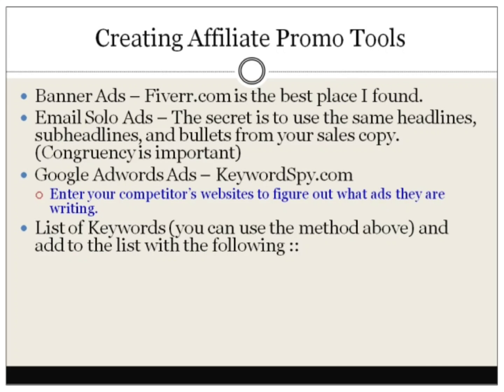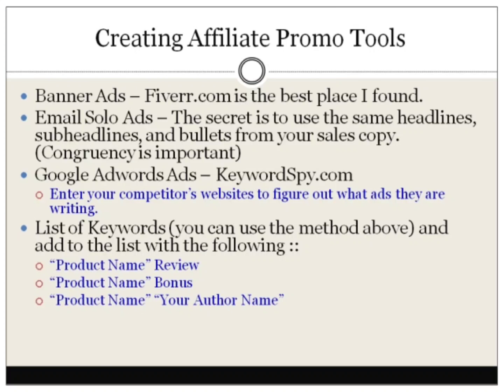Also create a list of keywords. You can use the method above to grab a list of keywords and add it to the list of the following keywords. Here's some ideas of keywords that you can use. You can put your product name plus review, product name and then bonus, product name and then your name as the author, and so forth. So these are just a list of promotional tools that you can go ahead and place onto your affiliates page right away.